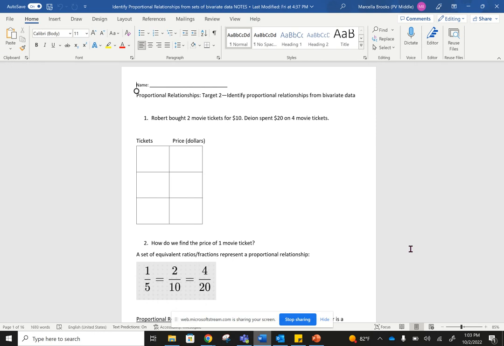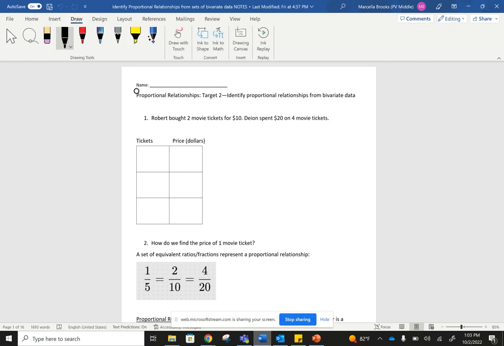So let's get started. Number 1, Robert bought 2 movie tickets for $10. Dion spent $20 on 4 movie tickets. So we're just going to fill out what we know into this table. 2 tickets for $10 and then 4 tickets for $20. We're always going to label our tables because that helps you know that these are X values and Y values and how they're going to lie on a coordinate plane.